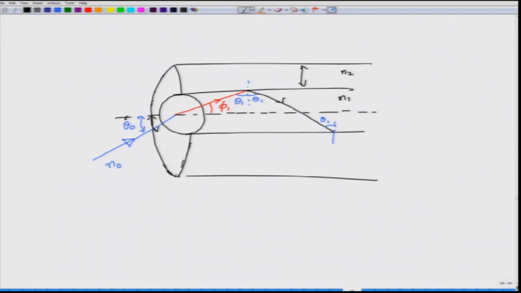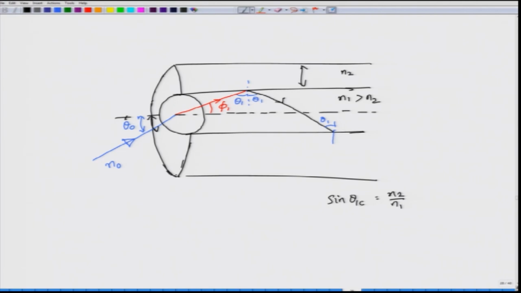But even if you were to just assume at the boundary level that the minimum value of theta 1 required for total internal reflection would be the critical angle, then it is easily calculated. So, the sine of the critical angle for the core and cladding interface is of course given by N2 by N1. Please remember that N1 is greater than N2 because core always has a higher refractive index than the cladding for these types of fibers.